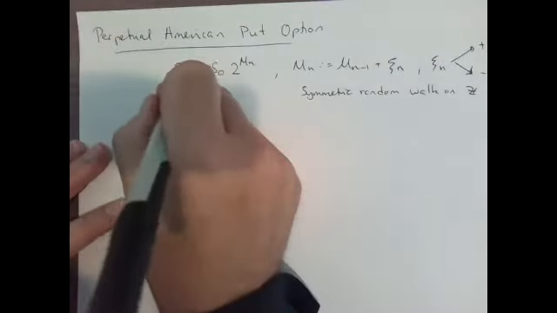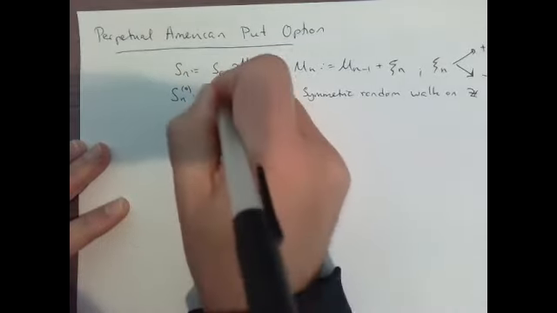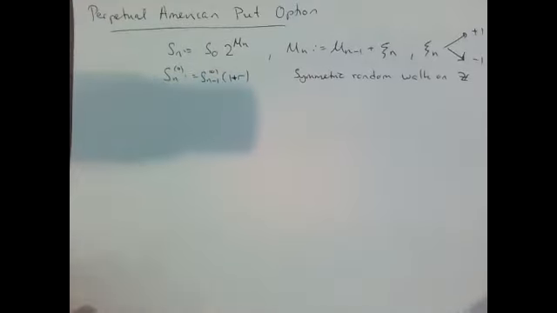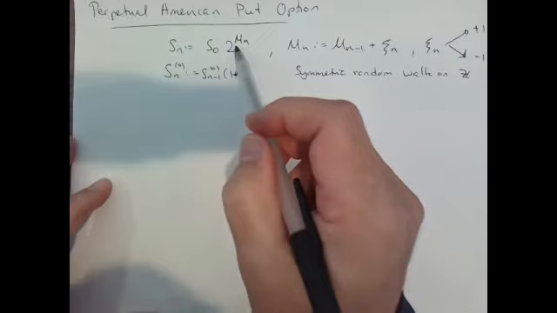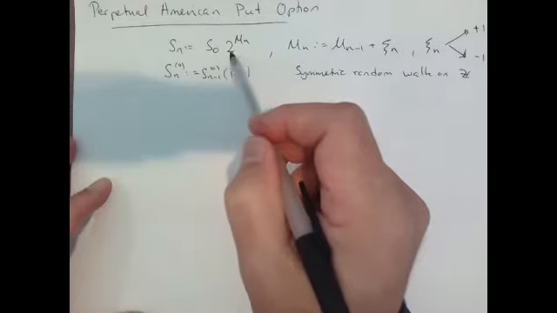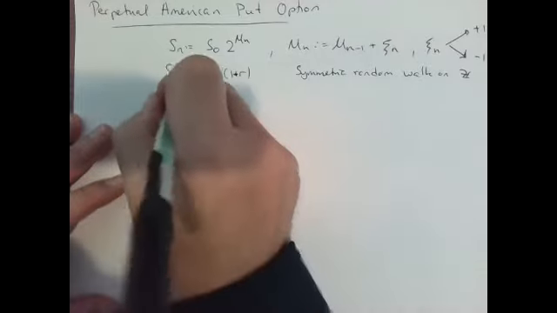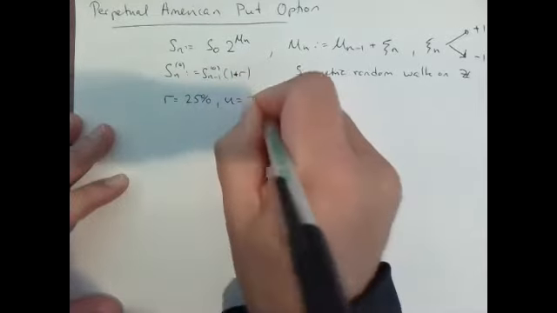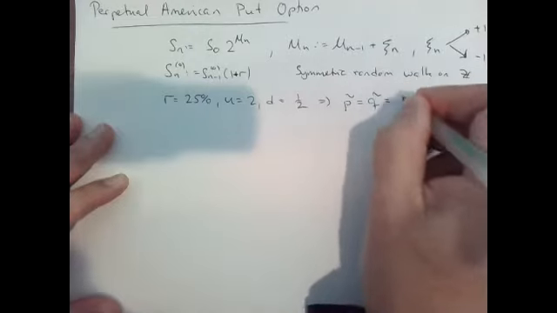This is our stock price. And of course, we also have a bank account, times 1 plus R. So we go up with a factor of 2, and we go down with a factor of 1/2, as U is 2 and D is 1/2. And R here, I think we chose to be 25%. When we put all this together, we get that P tilde and Q tilde are the same, namely 1/2.